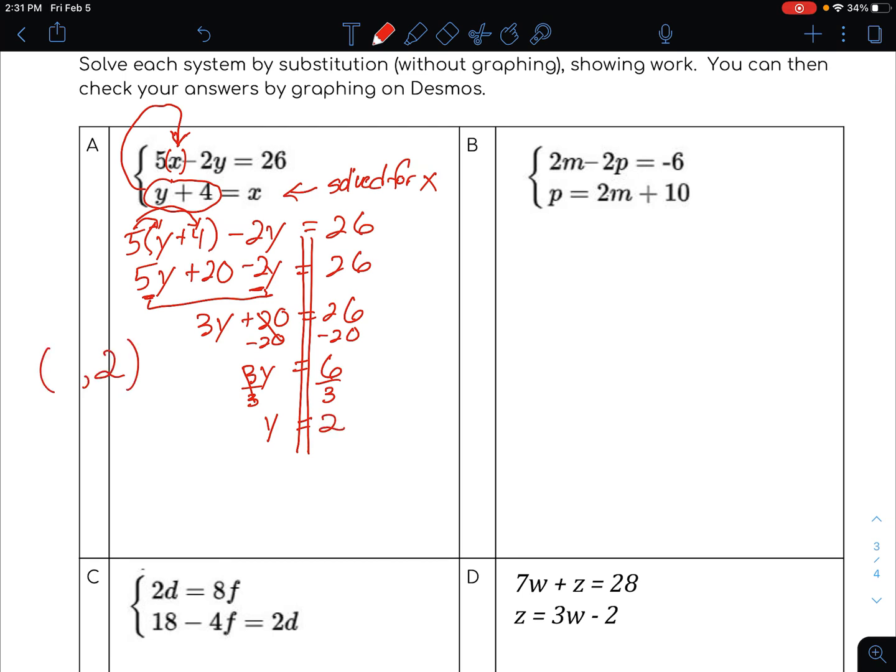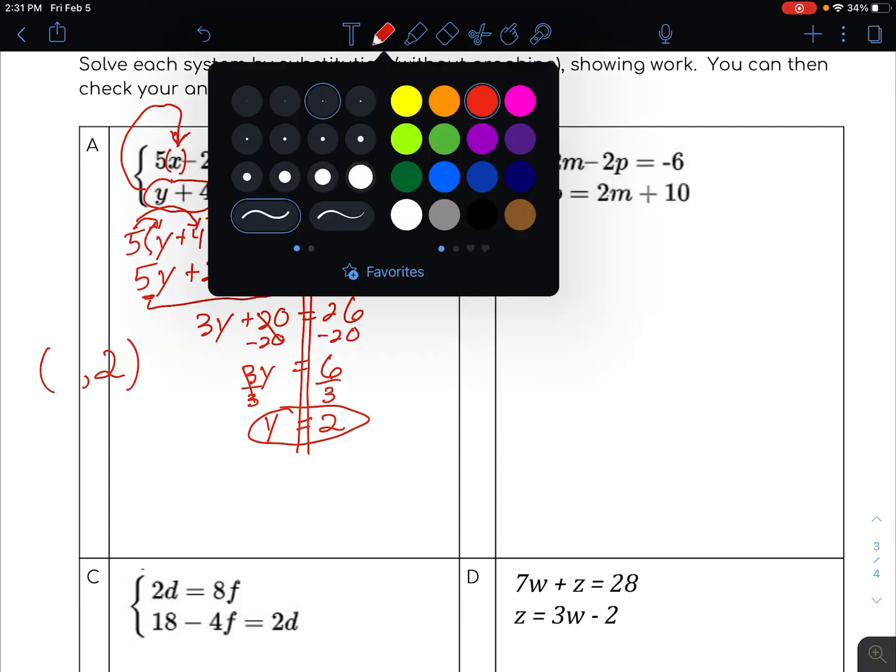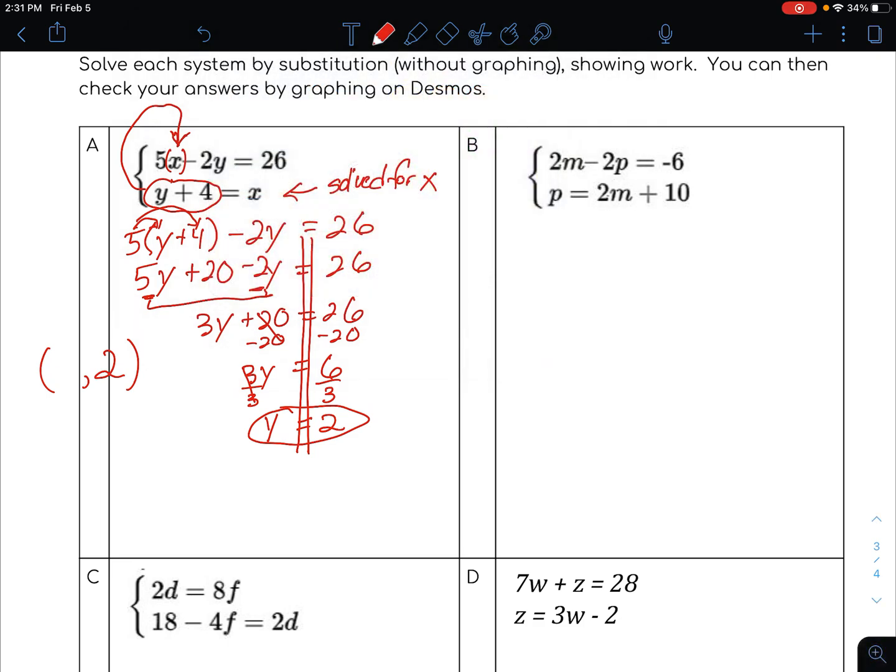So I know in this solution that y is equal to 2. That's half of my solution. And so to get what x is equal to, I need to substitute that back into one of the other equations. Notice that the second equation is solved for x. So what if I take that second equation, y plus 4 equals x? Now I know that y is equal to 2.